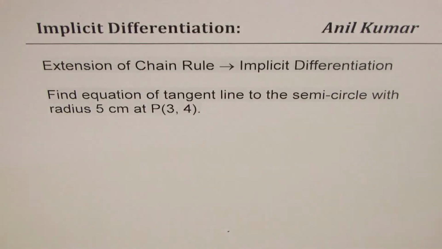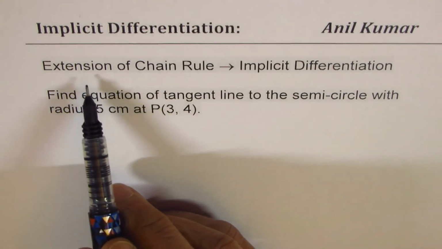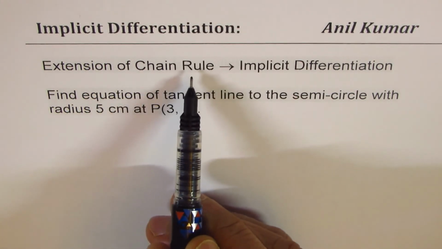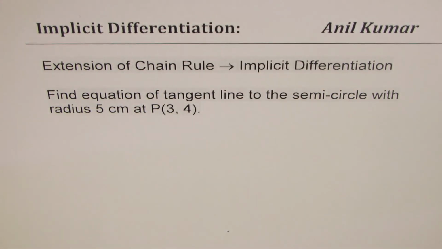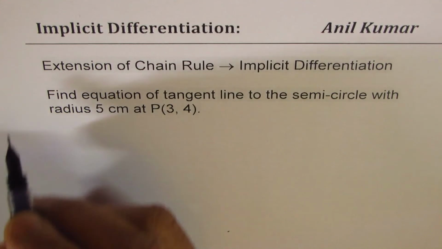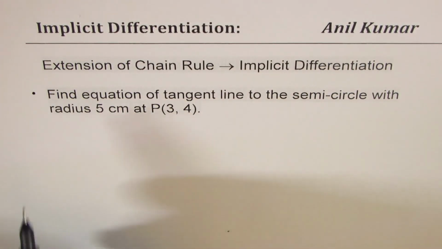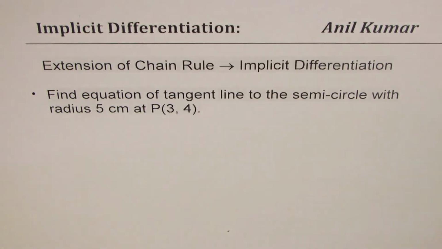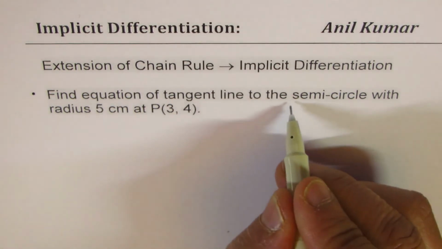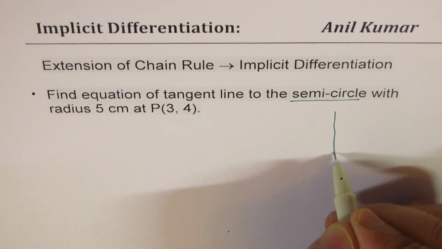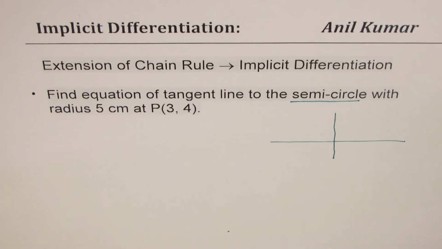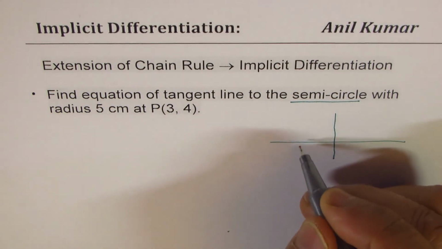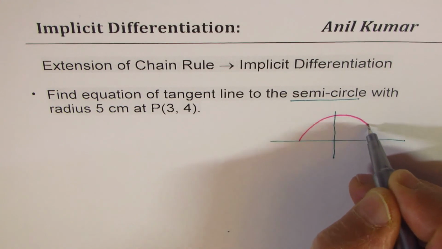So let's move on, and as I said, an extension of the chain rule helps us to find implicit derivatives of functions. So I've taken up an example here. It says, find the equation of a tangent line to the semicircle. I've taken a semicircle simply because I want to show you with functions. I don't really want to complicate things so much at this stage.